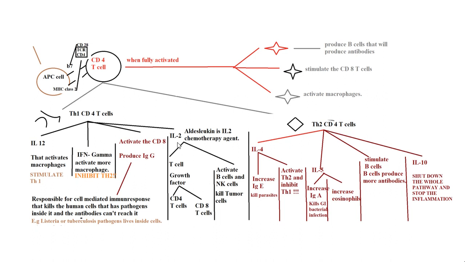So that's why we now have a medicine on the market called aldesleukin, which is an interleukin-2 chemotherapy agent, which we use to treat renal cell carcinoma whenever there's cancer in the kidney. One of the chemotherapy agents that you might see patients taking is aldesleukin, because it has interleukin-2, which can produce more natural killer cells, which have the ability to kill tumor cells. So this is the first pathway, the Th1 CD4 T cell pathway.